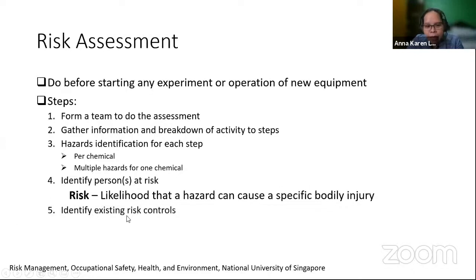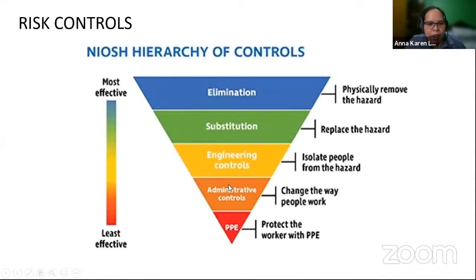You have to identify the existing risk controls, kung ano na yung mga available na risk controls given your current laboratory conditions. And this is your hierarchy of risk controls. So most effective will be elimination. So when we say elimination, you identify a particular hazard, you eliminate the cause of that hazard.